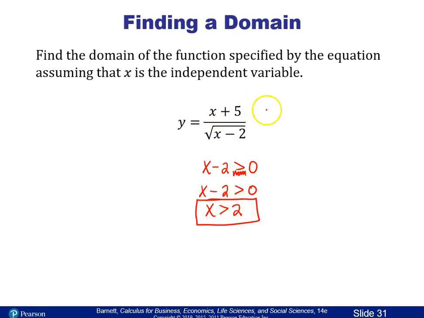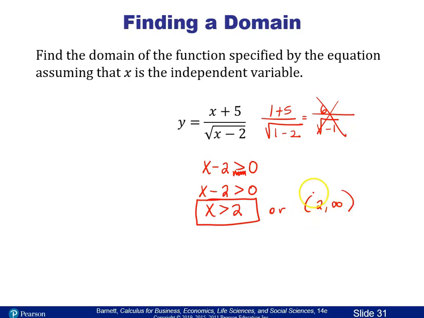If I put 1 in, 1 plus 5, the numerator never really causes us problems. The denominator here, 1 minus 2, can't do that because that's going to be the square root of -1. And so 1 would not work plugging it in here. So our domain would be x is greater than 2, or you could write it as 2 to infinity, and we'll put a parenthesis on this one because we don't actually include the 2.